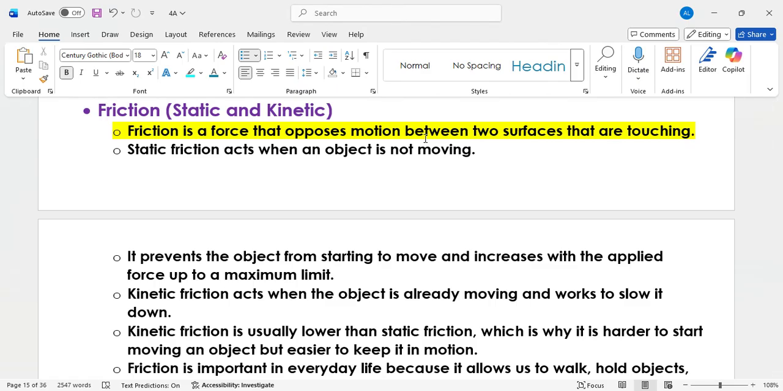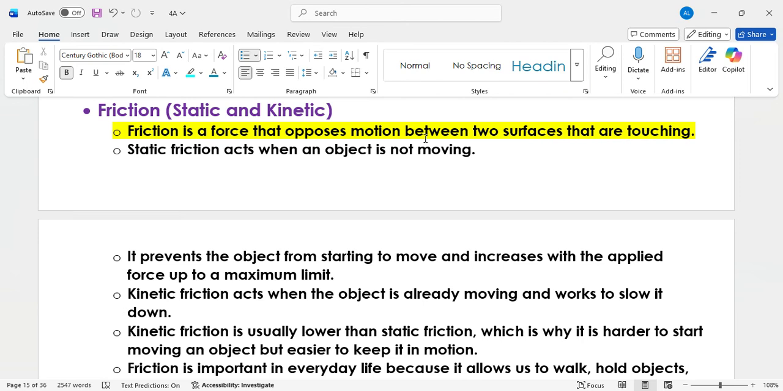Static friction acts when an object is not moving, while kinetic friction acts when it is moving. Static friction prevents the object from starting to move and increases with the applied force up to a maximum limit. Kinetic friction acts when the object is already moving and works to slow it down.